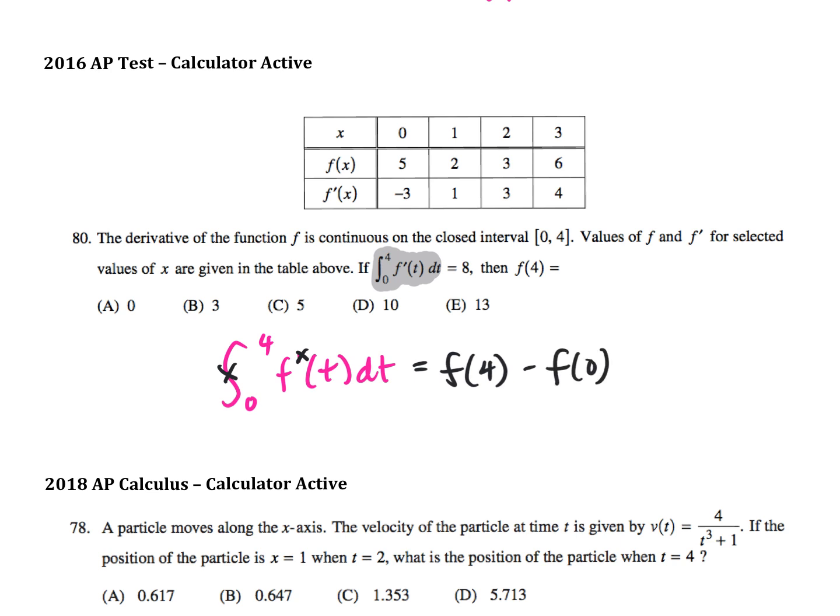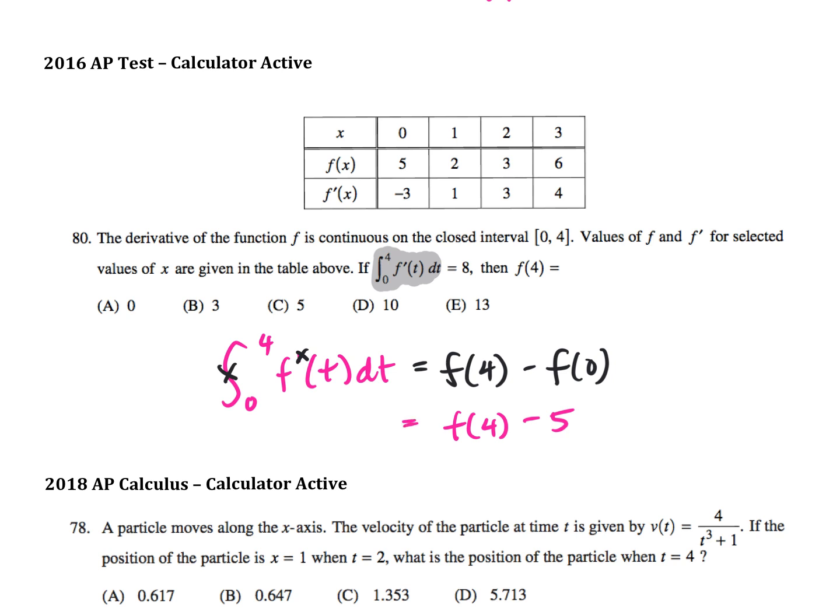They're like, hello, I know, I need f of 4. You're like, I know, hold your horses. f of 4 is what I need. Do we know what f of 0 is? f of 0 is 5.